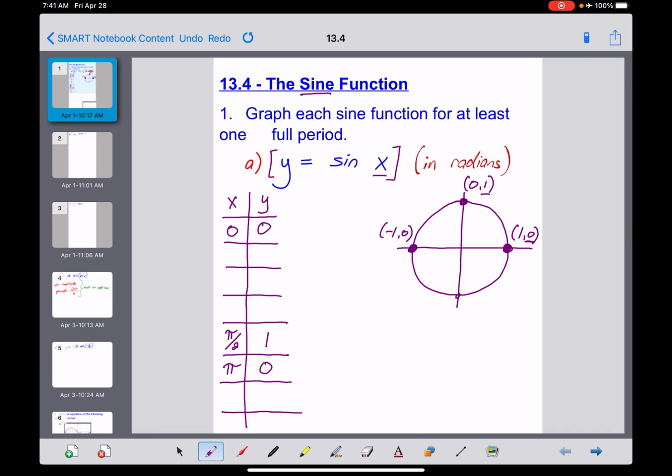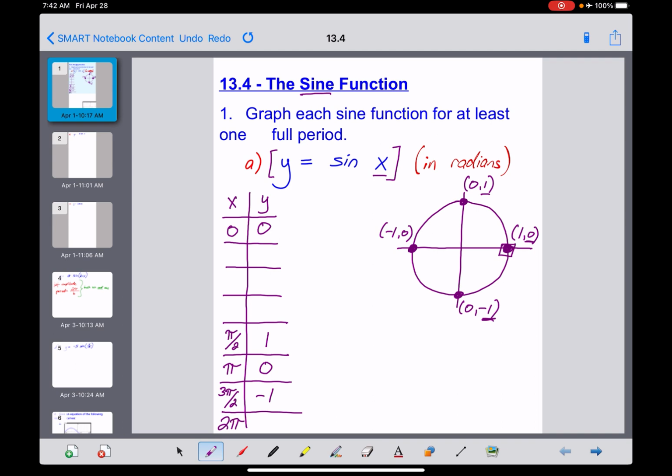The next angle we're going to go to is straight down now, south on the unit circle. That's 3 pi over 2, and this is the ordered pair of 0, -1. Once again, sine is our y-coordinate, which in this case is -1. And then we're going to go all the way back right over here to where we started, guys. That would be 2 pi.